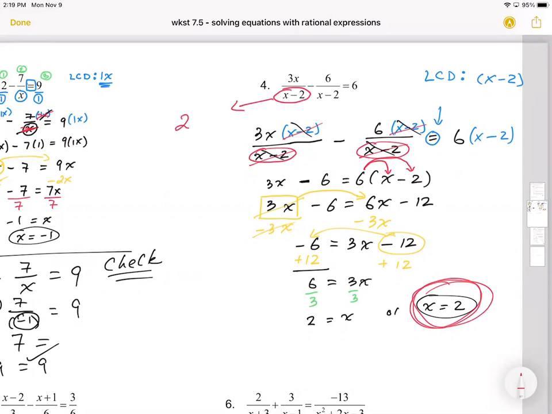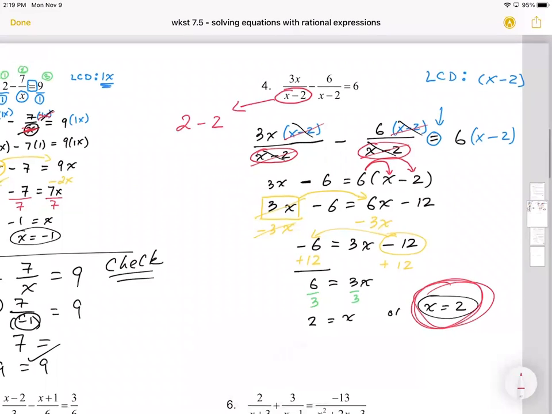If I put in 2 minus 2, what is 2 minus 2? Do you agree that 2 minus 2 is equal to 0? Can the denominator be equal to 0? The denominator cannot be equal to 0, because if the denominator is equal to 0, it's undefined. And if it's undefined, we are in trouble.